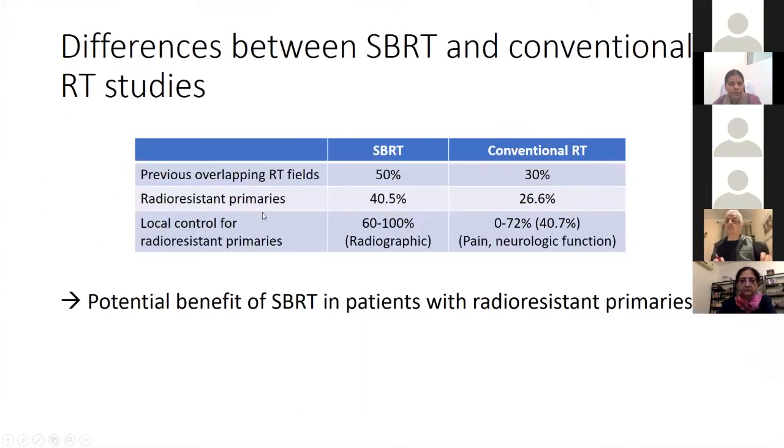So when we see the data of SBRT and try to compare it with conventional radiotherapy, we find that obviously we know that the volumes are different, but I think can we conclude now?